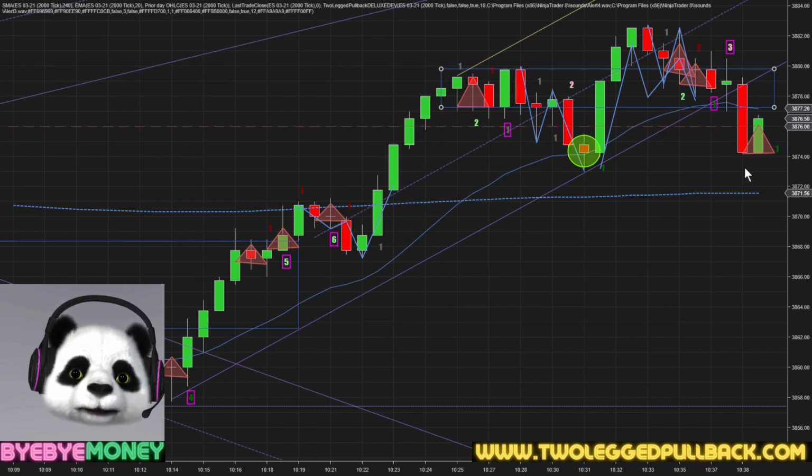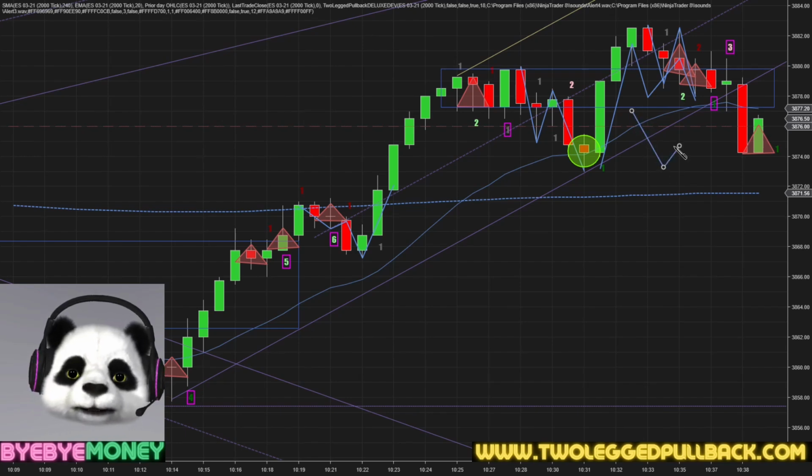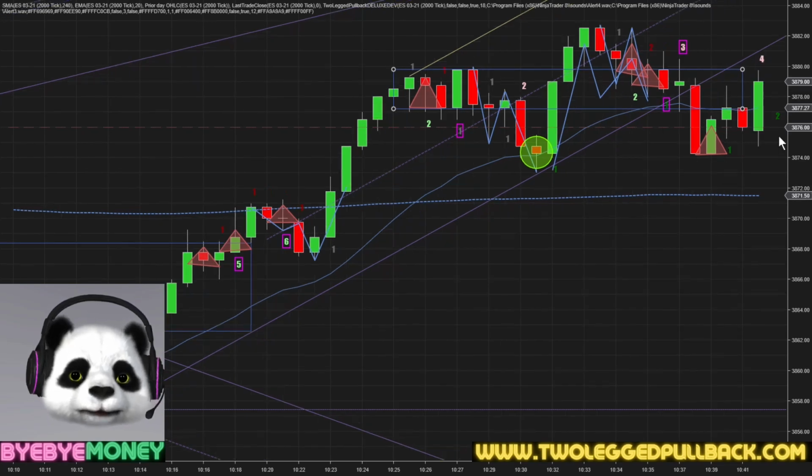But I would like a two-legged pullback on its own beyond this. You would want a two-legged pullback on its own to consider this trade. Either this variation or this variation, whichever one, but you want a two-legged pullback. And is it enough to give you a point? Yep, you scalp out already, but you want the higher low, which is what we get here.